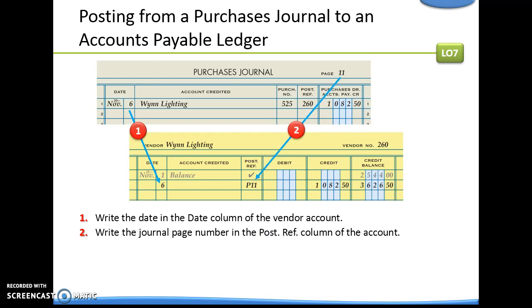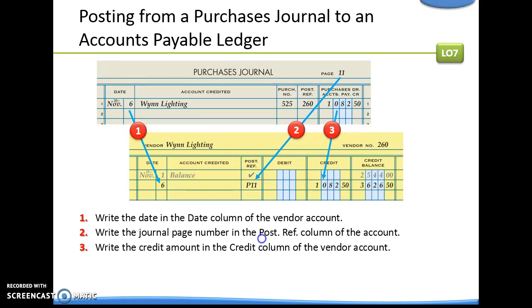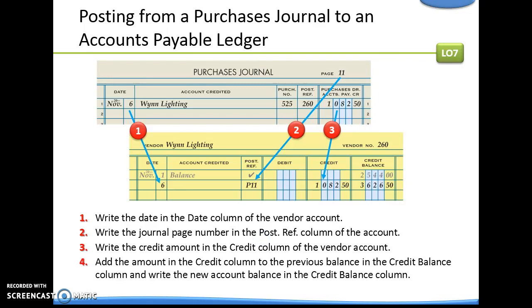Notice that it says P11. You have to identify that this is from the purchases journal, so you have to put a P in front of the page number. Write the credit amount in the credit column of the vendor account. Add the amount in the credit column to the previous balance in the credit balance column and write the new account balance in the credit balance column. Write the vendor number in the post-reference column of the journal.